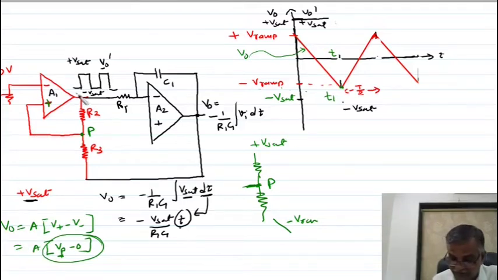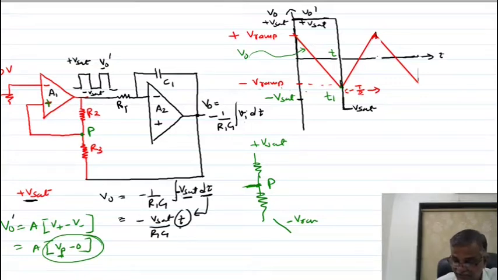As this becomes slightly less than 0, your VO will be negative. Actually I should write VO dash. VO dash will be negative, and immediately it becomes minus V sat. So in this equation, this value becomes minus V sat. This input will be minus V sat. As this becomes minus V sat, you will get the output VO positive.